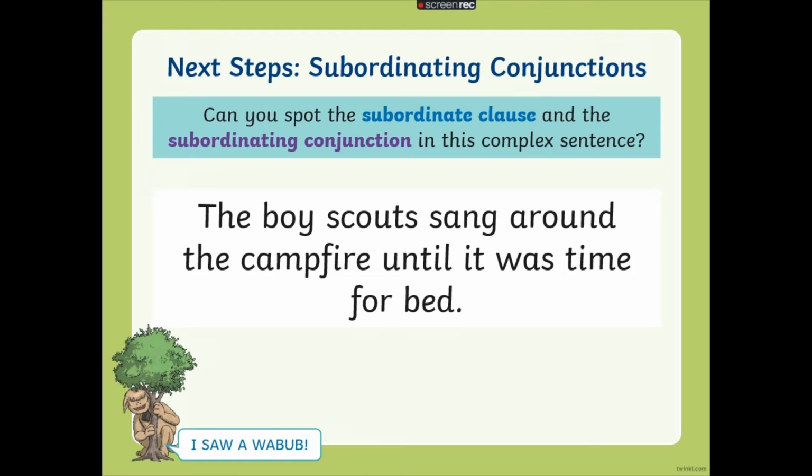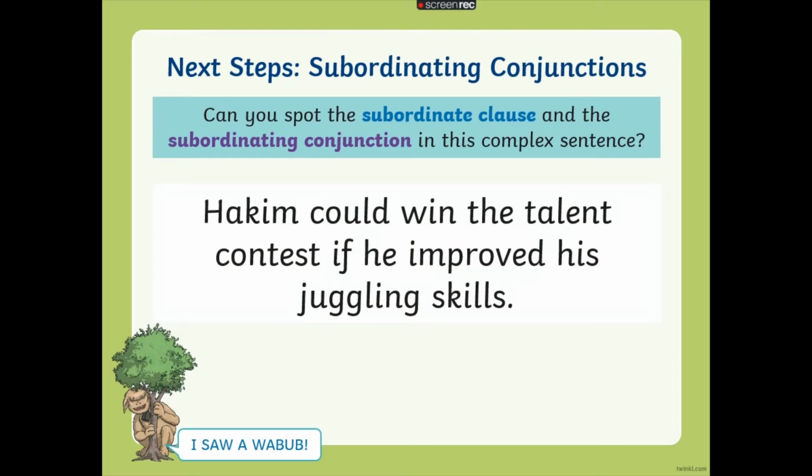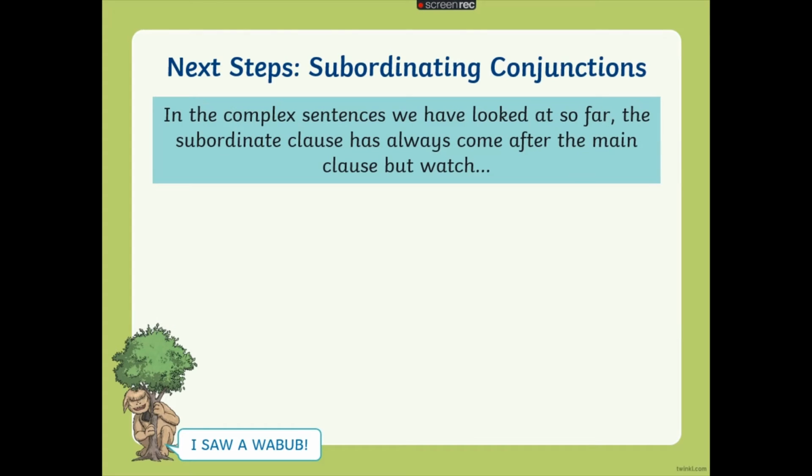The Boy Scouts sang around the campfire until it was time for bed. Until it was time for bed is our subordinate clause, and the subordinating conjunction is until. Hakeem could win the talent contest if he improved his juggling skills. We've also got a modal verb in this sentence. Our subordinate clause is there, if he improved his juggling skills, and subordinating conjunction. Good. Notice they are always at the start of the subordinate phrase.